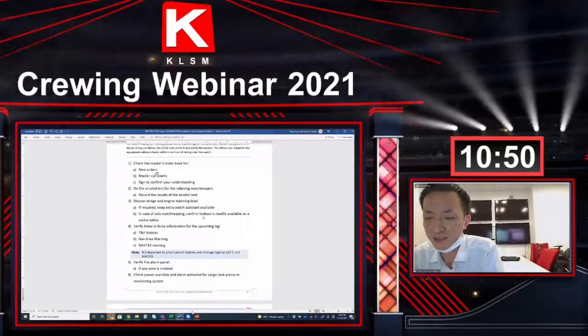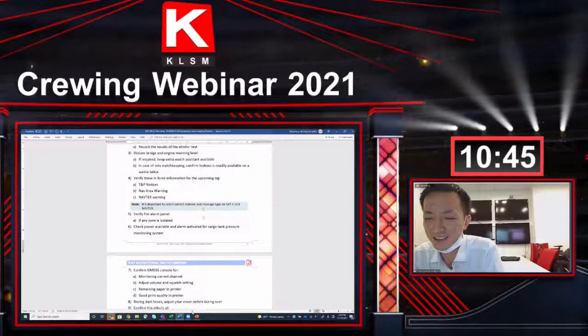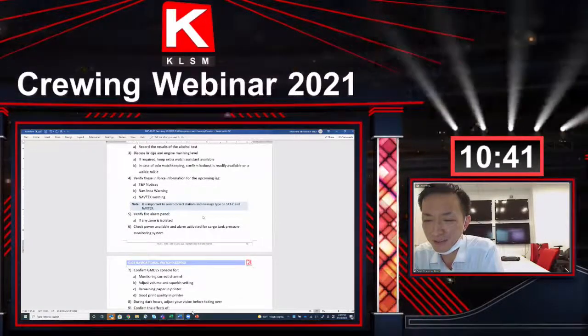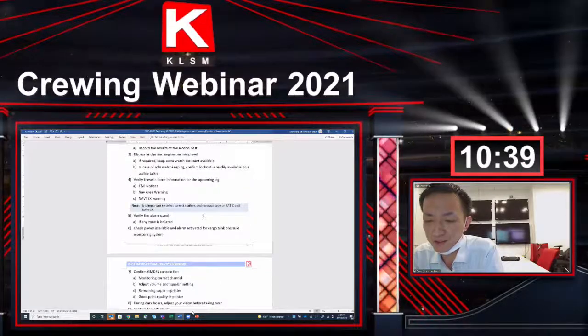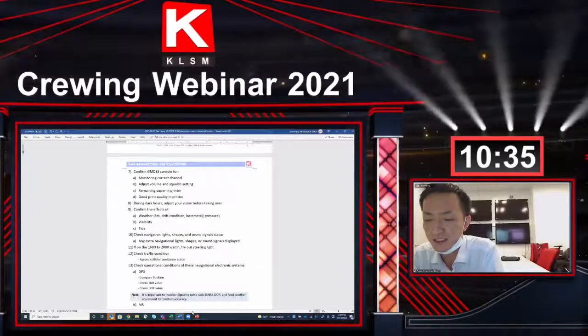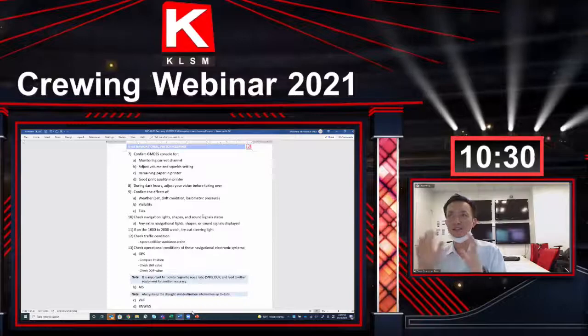Let's see. Check the master's orders book, and next is the alcohol test. Third is discuss the bridge engine manning level, something like that. From top to bottom, just follow those kinds of processes. This is quite standardized, and easy to follow, easy to read.